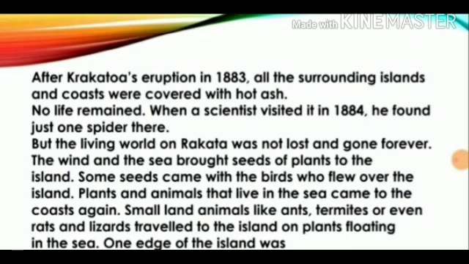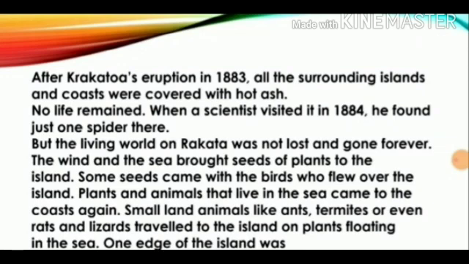But the living world on Rakta was not lost and gone forever. Some living things were found there. The winds and the sea brought seeds of plants to the island; with the help of wind and sea water they floated and reached this island, and plants started to grow. Some seeds came with the help of birds who flew over the island. Some seeds reached this island by birds and were dropped down, and again plants and grass started to grow on this island.